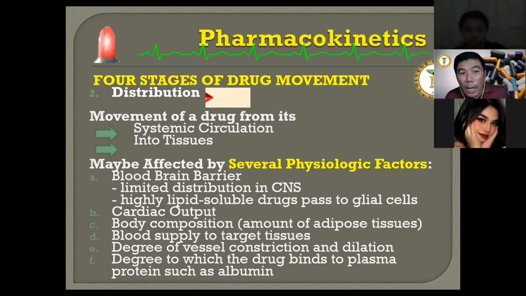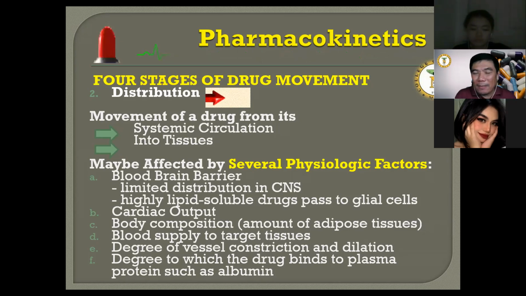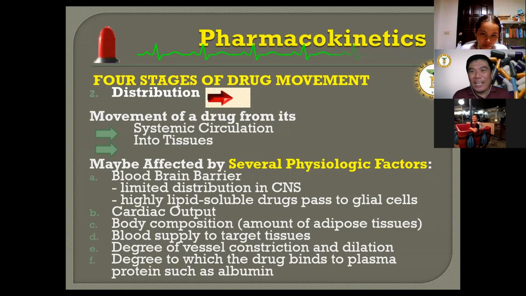Next, cardiac output. Go back again to the anatomy and physiology. I would like to ask all of you, what is the normal cardiac output per minute? How many ml of cardiac output per minute? 5 to 6. 5 to 6 liters. Very good. 5 to 6 liters.